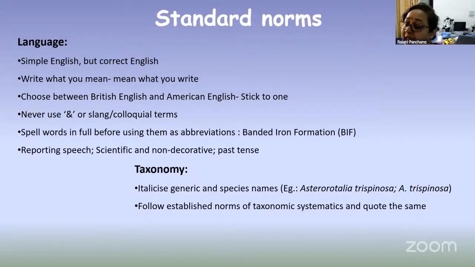Don't write flowery language, that is, poetic or dramatic language. Write simple scientific language in past tense. This was done. Fieldwork was undertaken. So many specimens were found. So what is it called? It is called reported speech.